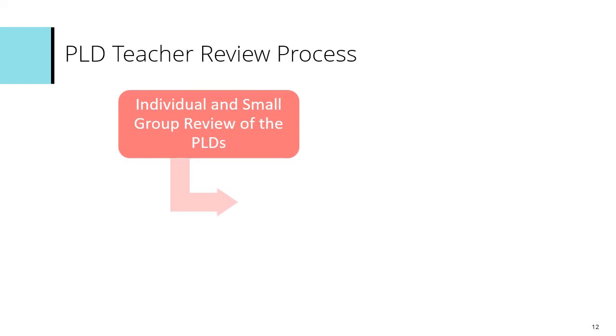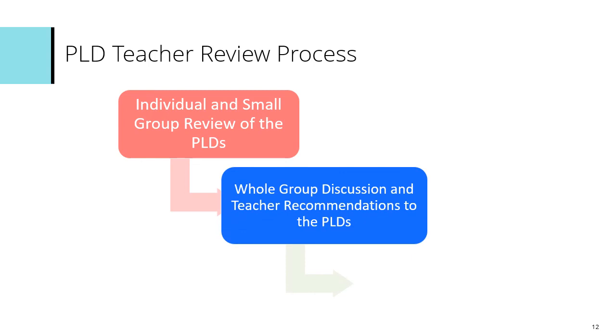During the meeting, we'll go through 3 steps in our review of the PLDs. In the grade level groups, you will review the drafts individually or in small groups. You'll take notes with your ideas and recommendations. Then, the entire grade level group will discuss these recommendations and determine a single set of teacher recommendations for the PLDs for each of the grade levels and strands.